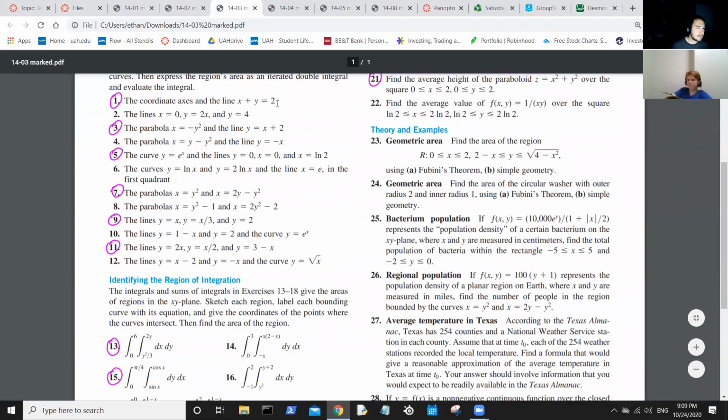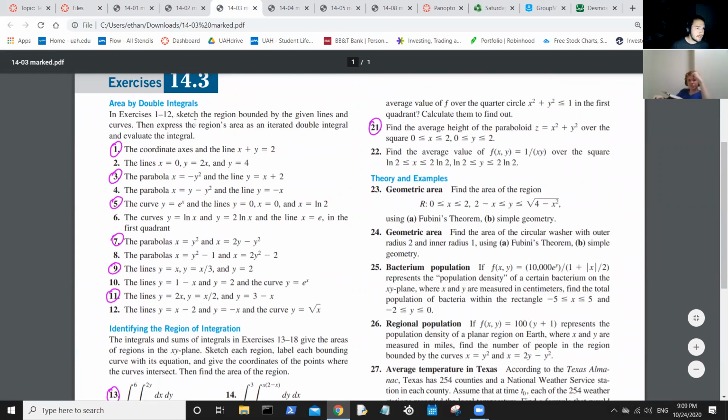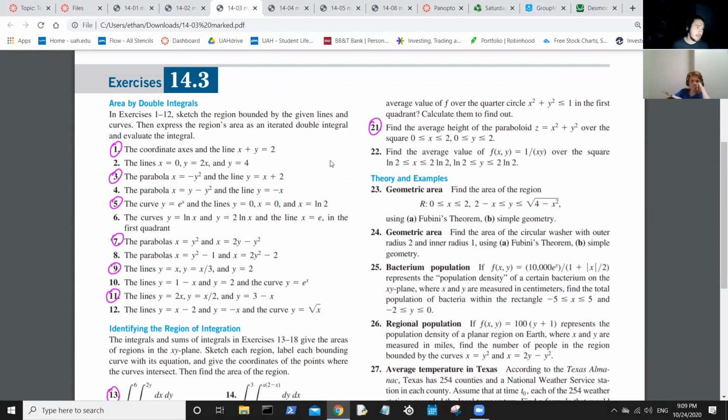The coordinate axes, so let's look. It's asking, sketch the region bounded by the given lines and curves, then express the region's area as an iterated double integral and evaluate the integral. I feel like we just did this, but it doesn't hurt to do it a little differently. So the coordinate axes, easy, and some line.